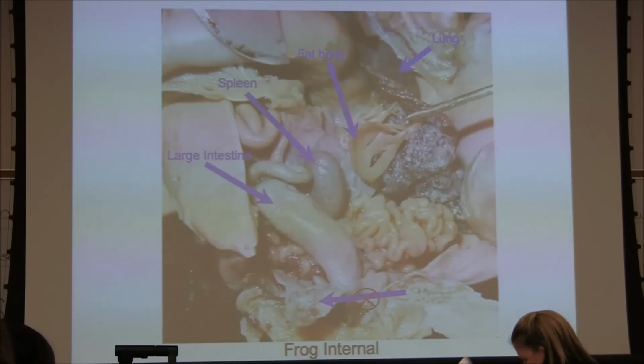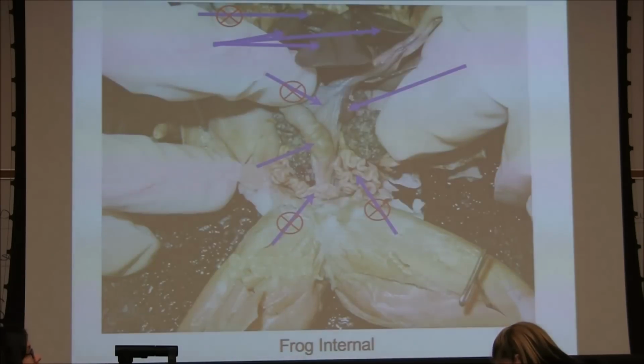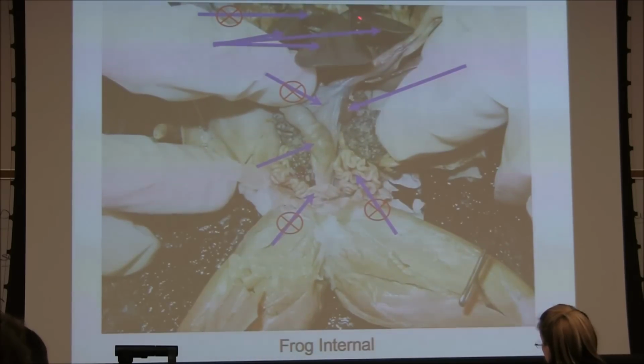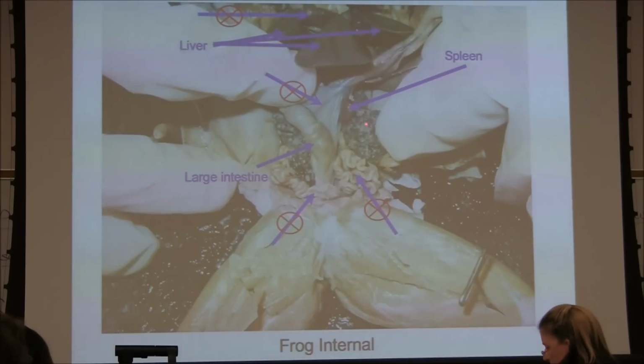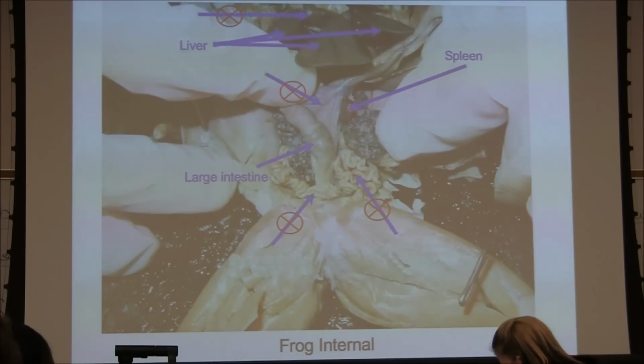You guys okay with the switch? Okay, so what is this right here? That's liver. What is this right here? Large intestine. All right, and this little guy over here is your spleen.